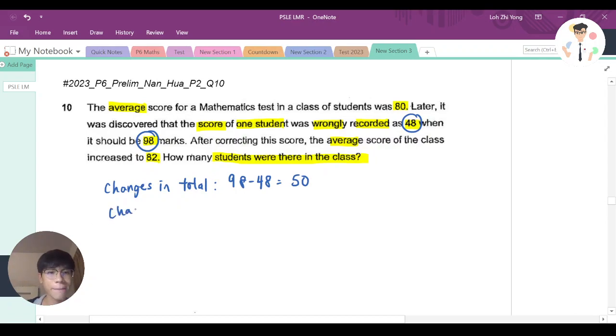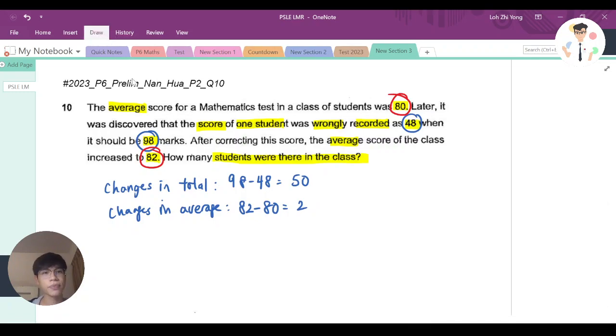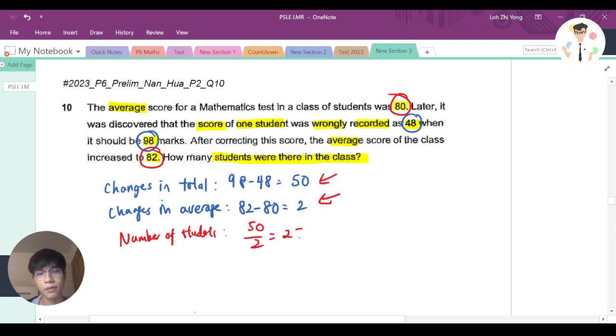And what's the change that happens in the average? At first it's 80, and later it increases to become 82. So which means the change in the average is 82 minus 80. And that's how many average points? 2. And you can say that the average is changed because there are changes in total. Correct? So I can do what? To find the number of students, I just need to divide 50 divided by 2.